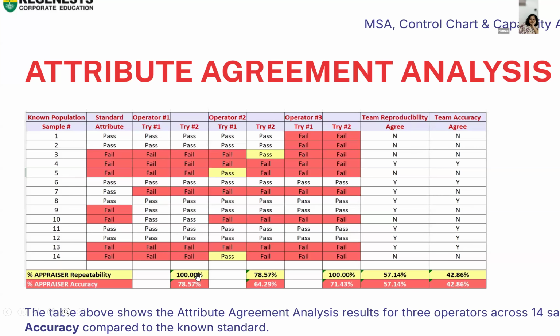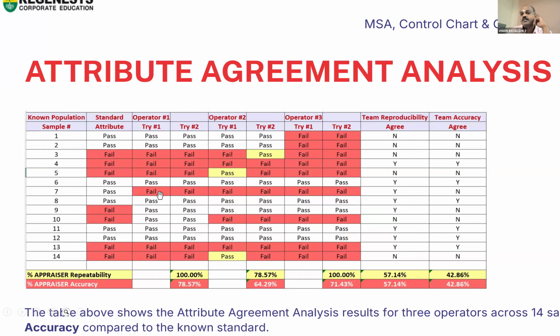100%. Yes. But is he also accurate? That depends on the standard part. Pass, no. So is he accurate? First time it is okay. Second time it is okay. Third okay. Fourth okay. Fifth okay. Sixth okay. But seventh there is a problem.